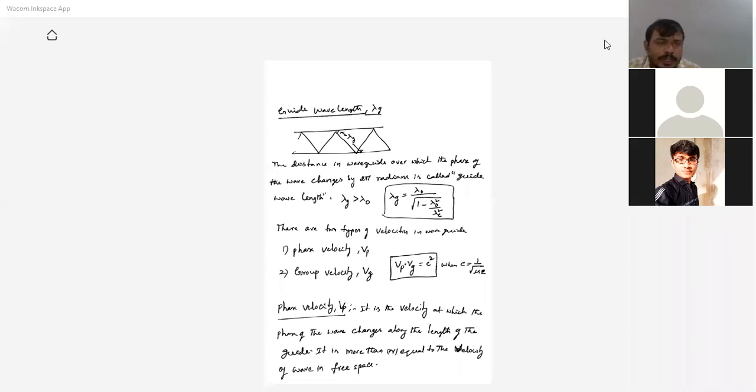You have phase velocity and group velocity. Phase velocity means the velocity at which the phase of the wave changes along the length of the guide. Phase velocity is more than or equal to the velocity of the wave in free space. So Vp is equal to lambda g into f. Based on this equation, we are going to derive the expression for the phase velocity.